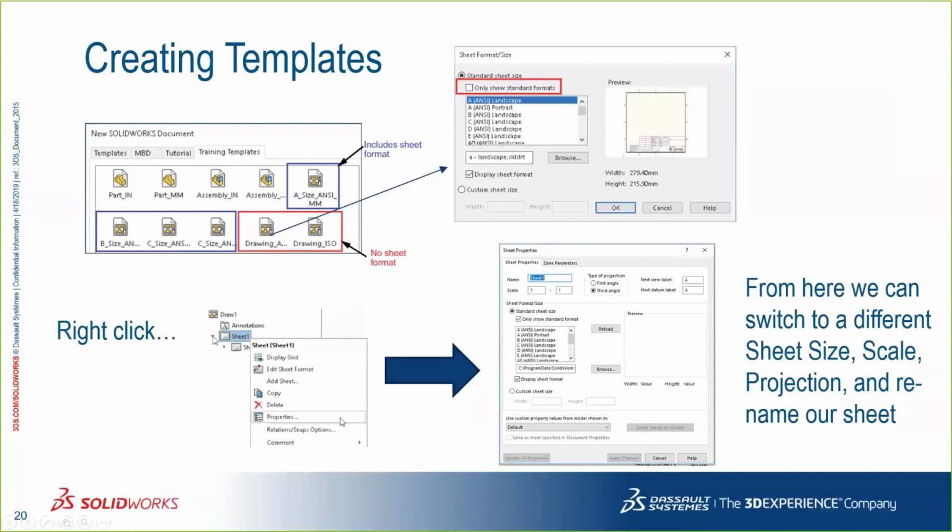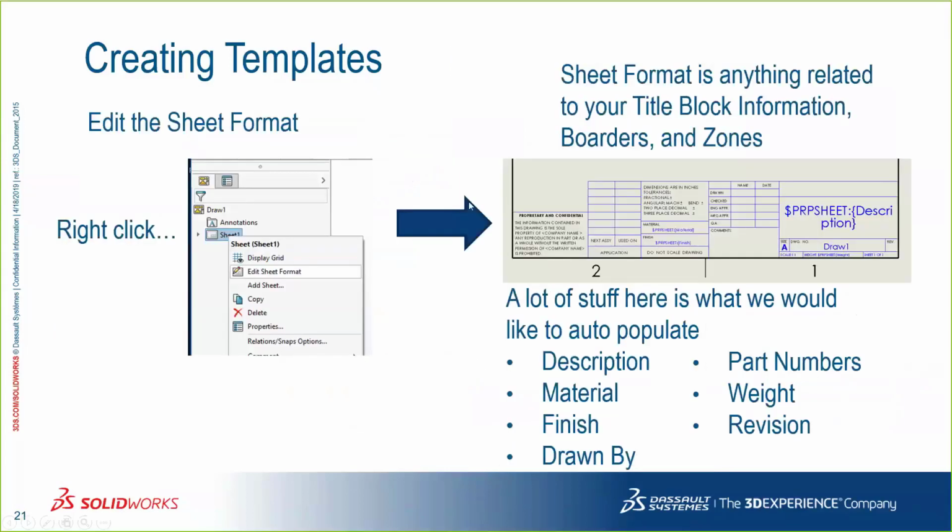Once we have that, you can right click and go into properties and change this to our liking. It just depends what we're aiming to do. It's very easy to get into the edit sheet format. We may have done this by accident. I see lots of students do this all the time, where they're clicking along and before they know it, they're in the sheet format and they don't know what's going on. So let's get out of it.